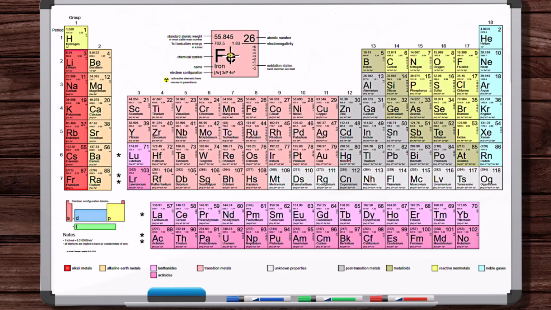Shown here, the atomic number of iron is 26, and the atomic number is an integer that corresponds to the number of protons in the nucleus of the element. Okay, and so today, that's how the elements in the periodic table are ordered, based on atomic number.